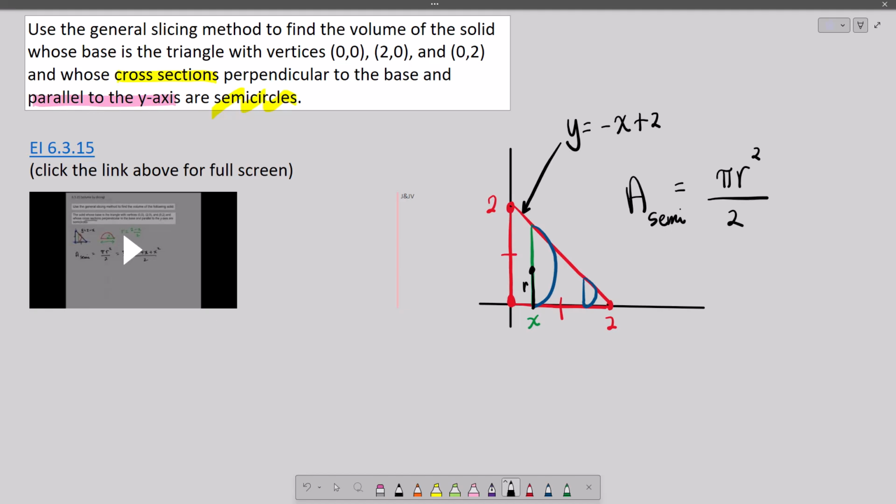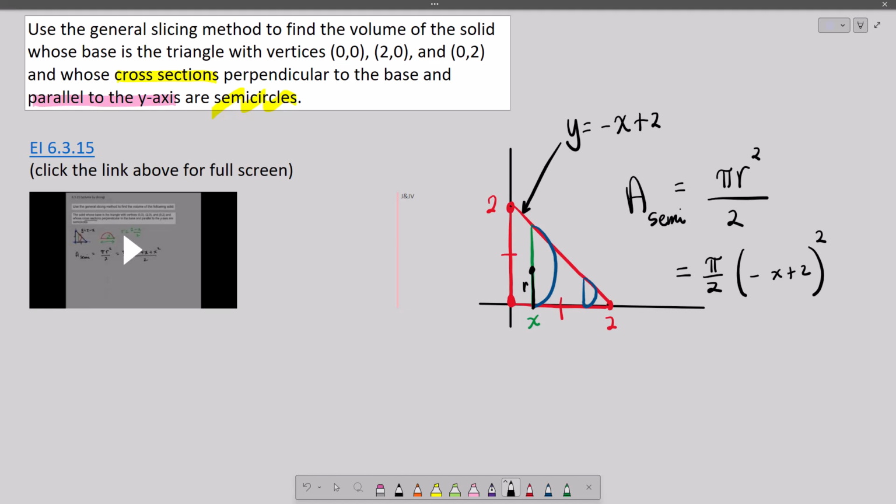So now we have the area of our semicircle. If we convert it into an expression with x's, we're going to have this radius squared. That'll be the function that we're going to integrate. That is the area of the semicircle at x.